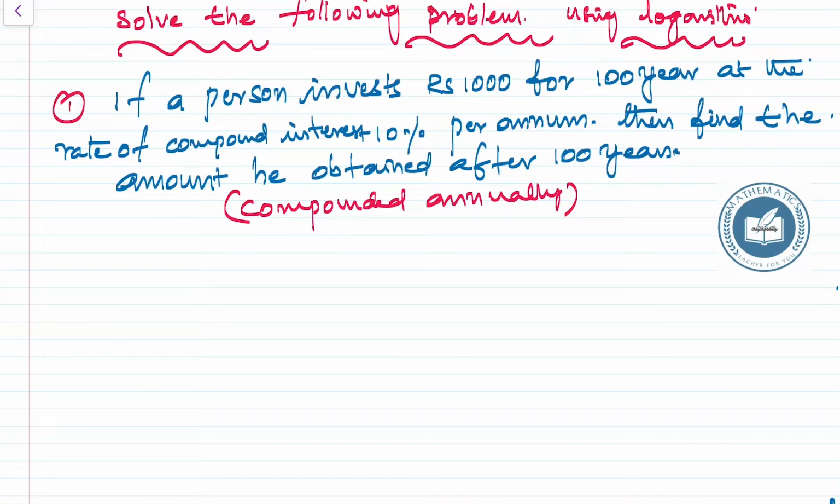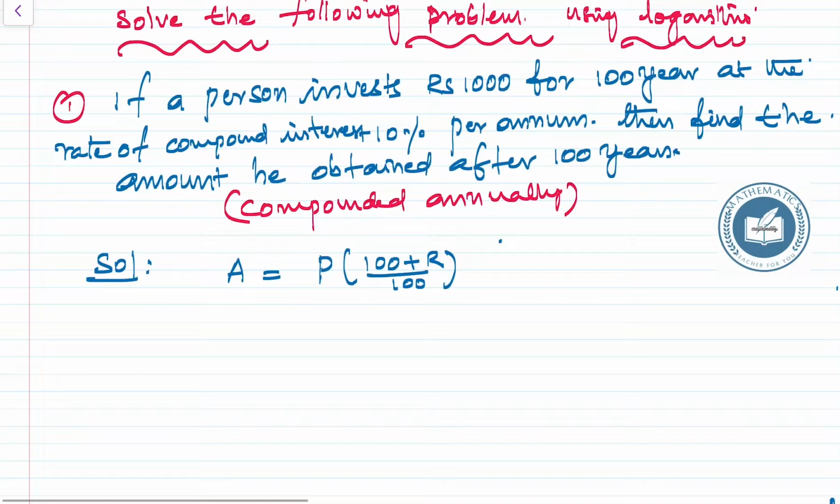Solution of this problem. To find the compound interest or the amount compounded annually, the formula to be used here is A is equal to P times (100 plus R by 100) whole to the power of N. Sorry, not the 100 here, you can write N. This is the formula we have to use to find the amount for the given rate of interest and the given time.